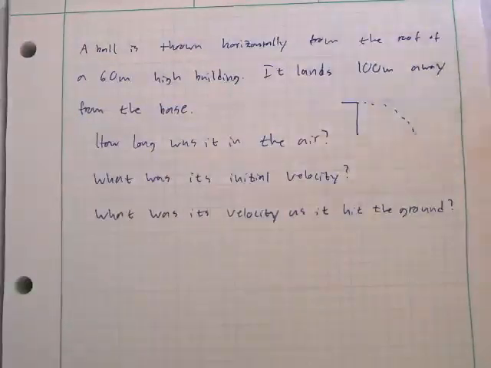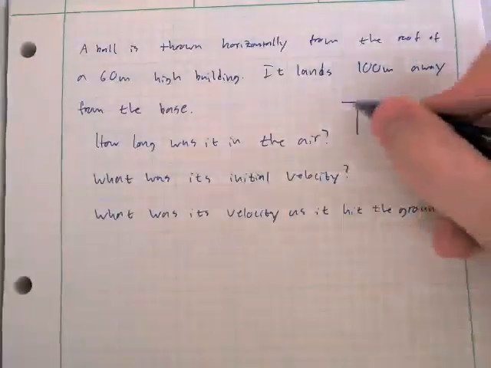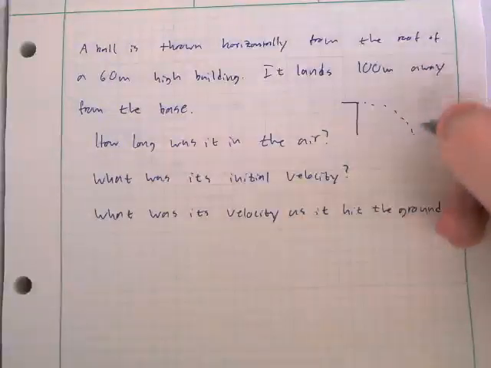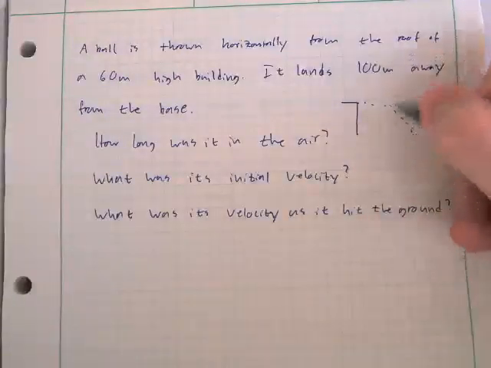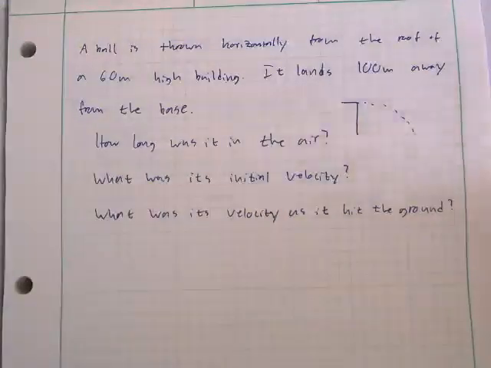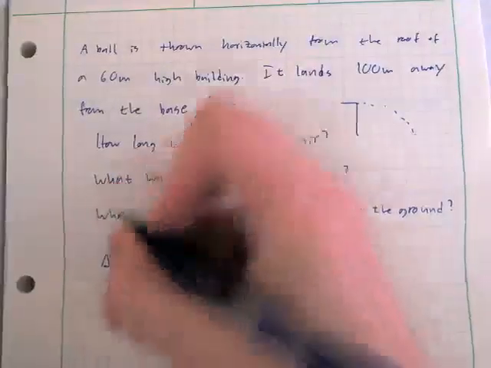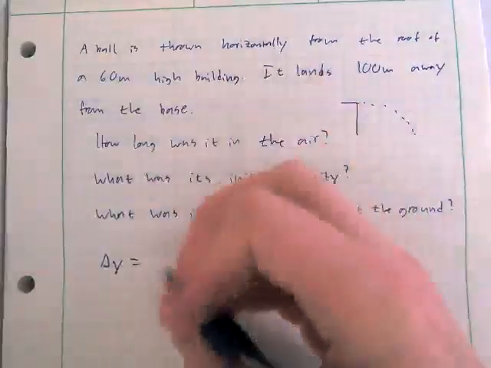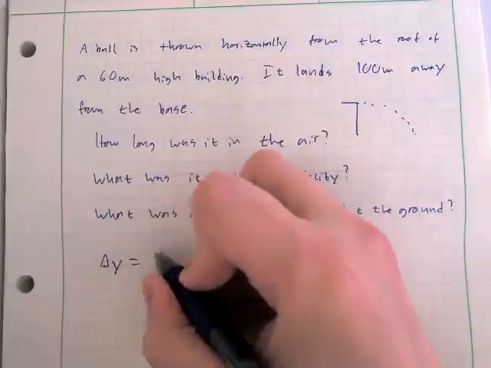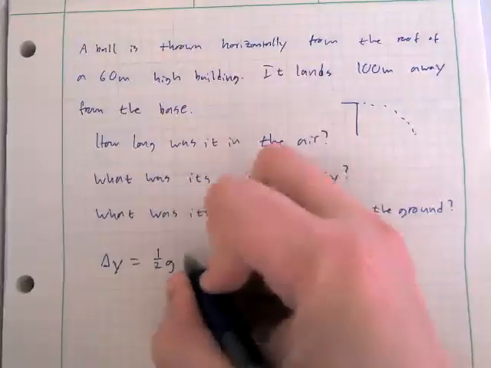Again, there is no acceleration in the x direction, so the fact that it's traveling in constant motion in the x direction is not going to affect what is going on in the y direction. So let's look at our equations and solve for what this time is. Well, I can write right away that delta y is going to be equal to 1/2 g t squared.